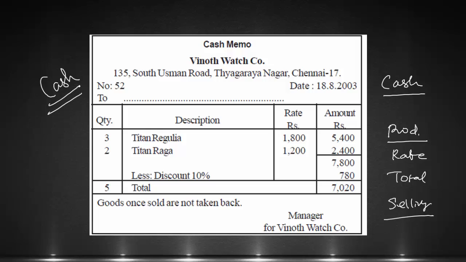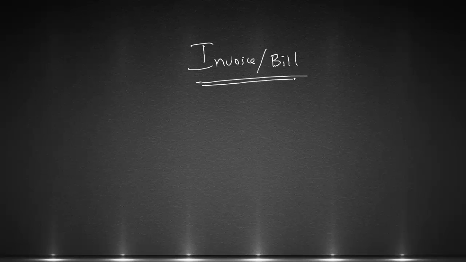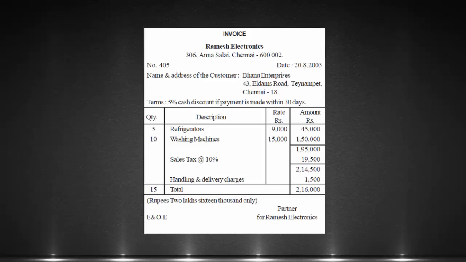Next, we'll see what is invoice. So I'll write here, we'll see what is invoice, or commonly called as bill. I'll show you the format. Here what you see is the sample format of invoice. This is used when a trader sells the goods on credit. When a trader sells the goods on credit, he prepares what is known as sales invoice, and this invoice will contain full details like what is the amount.